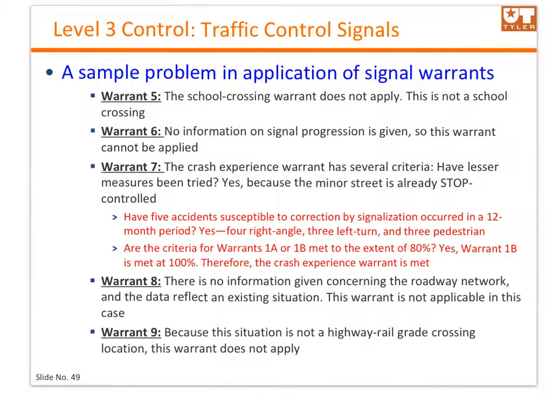So again, one more time here, I want to point out that warrant 7 has to do with the number of accidents that were reported. If you go back to the previous slide that shows how many accidents and the type of accidents, that's why here we're having yes, because the question for warrant 7 is, do we have 5 accidents susceptible to correction by signalization in 12 months? The answer is yes, because we had 4 right angle, 3 left turn, and 3 pedestrian, so that's a total of 4 plus 3 plus 3, which is 10, way higher than the 5.